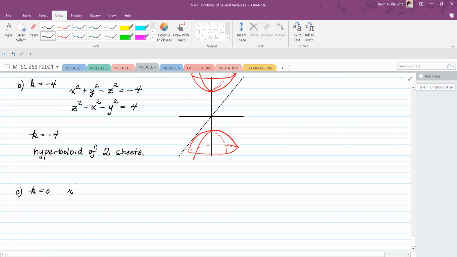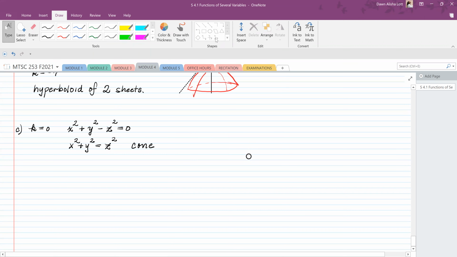You get x squared plus y squared minus z squared equal to 0. So that is x squared plus y squared equals z squared. And that's a cone. So that's kind of cool because this now looks like this.